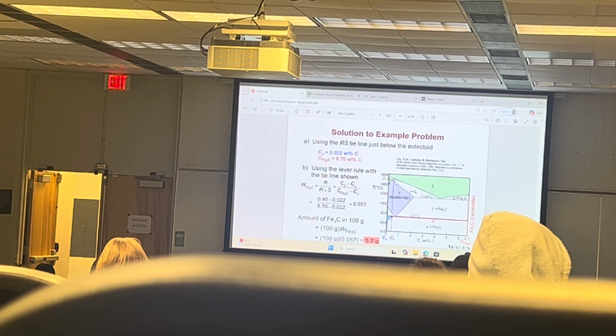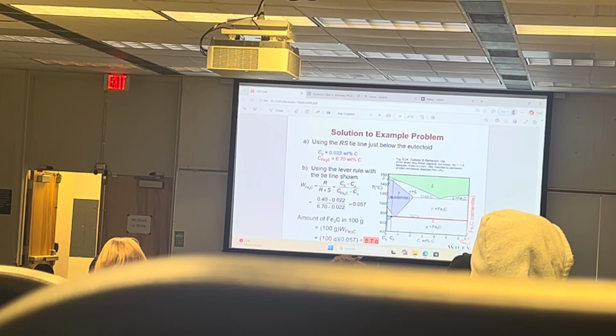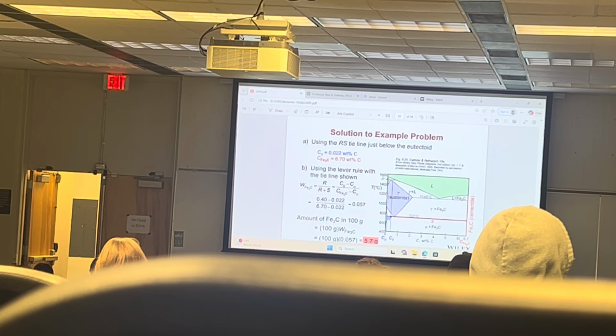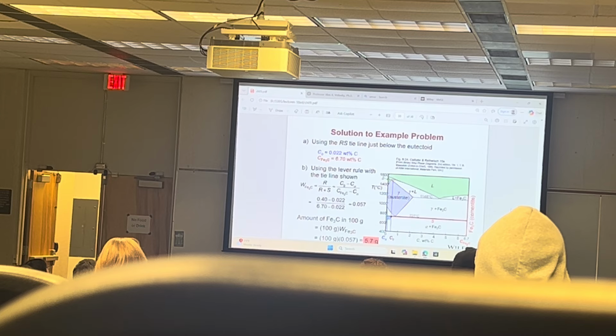Okay, the composition of the alpha phase here is 0.022% carbon. How do we determine this? Right here. The composition of the Fe3C is 6.7%. Look at this phase diagram. It only goes to 6.7%, because past that, it's going to be cast iron. Cast iron has a lot of carbon. For the steels, actually below 2%.